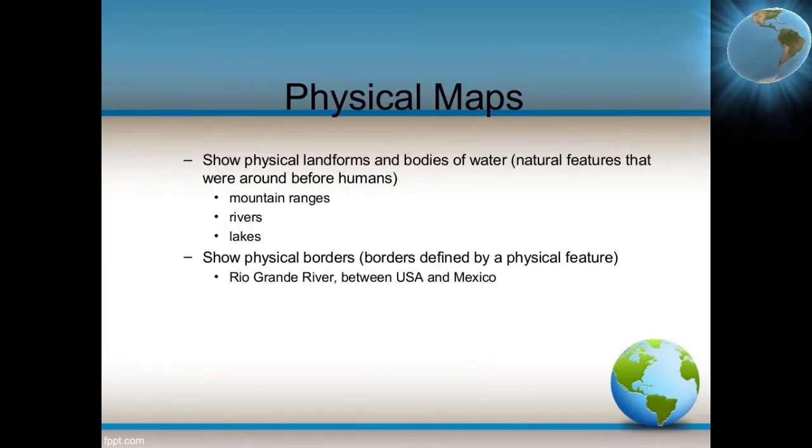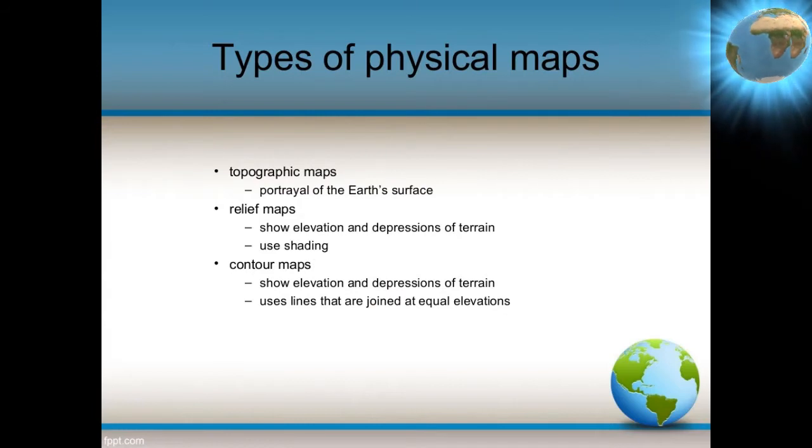Starting with physical maps, they show physical landforms and bodies of water, like natural features that were around before humans, such as mountain ranges, rivers, lakes, etc. And they also show physical borders, that are borders defined by a physical feature, like the Rio Grande River that is between USA and Mexico, and they divide these two countries. Okay. Then there are types of physical maps.